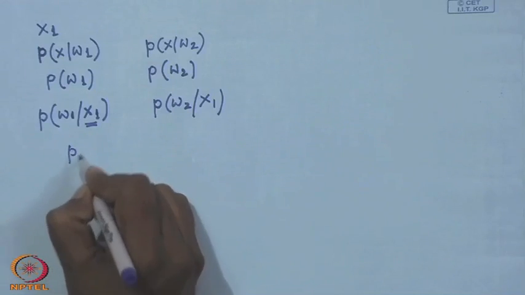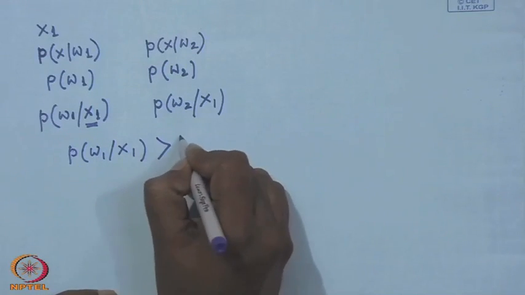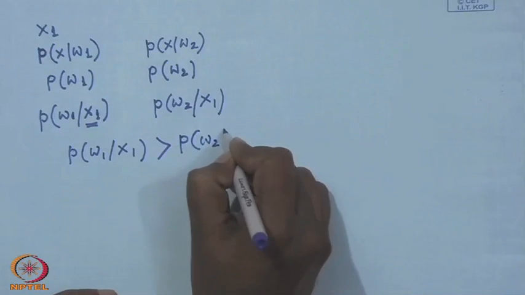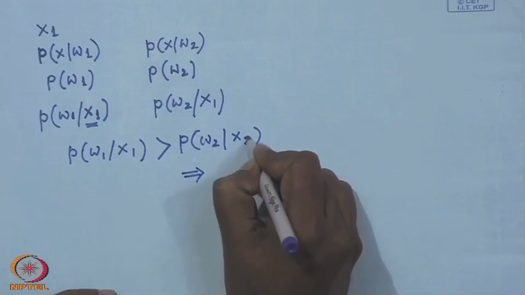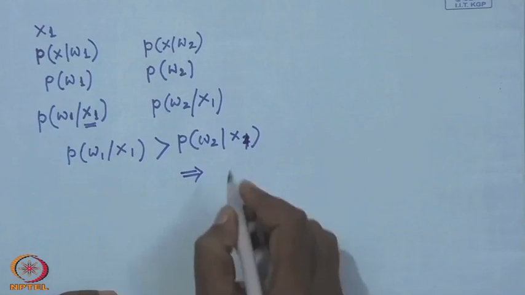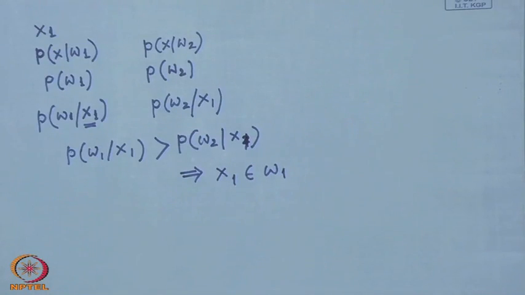Then the Bayes decision rule says that if p of omega 1 given x 1 is greater than p of omega 2 given x 1, then my decision will be that x 1 belongs to class omega 1. Otherwise, if p of omega 2 given x 1 is greater than p of omega 1 given x 1, then the classification decision will be that x 1 belongs to class omega 2. So, that is how the Bayes rule works.